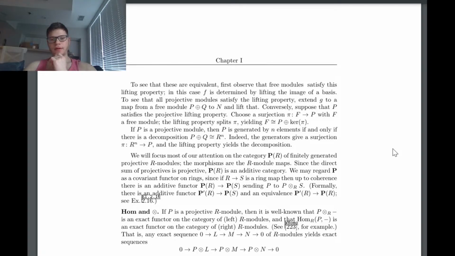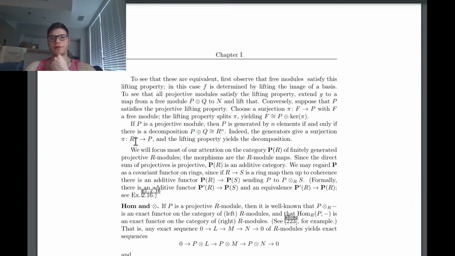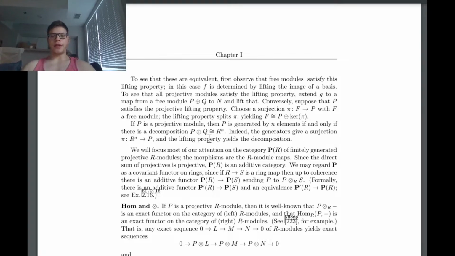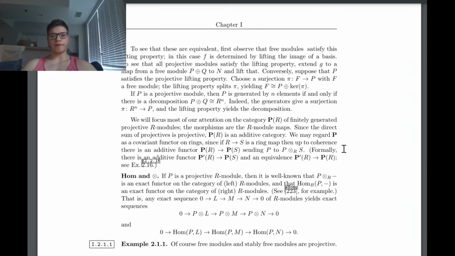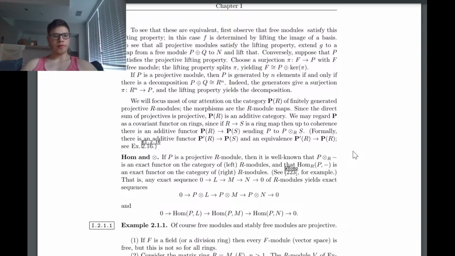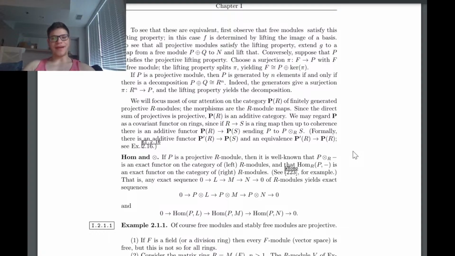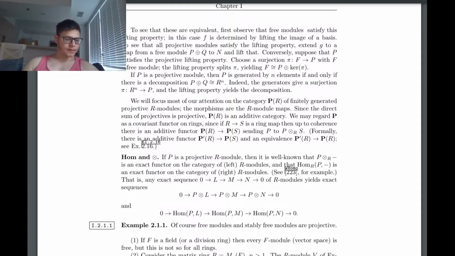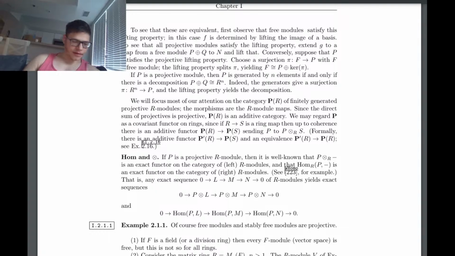P is projective and generated by n elements if and only if there is a decomposition P plus Q is R^n. The generators give a surjection, so let's use the decomposition. And if there is such a decomposition, then the surjection gives the generators. So there's an if, as the mathematicians like to say. Actually, no one says that, but we have a little fun here.